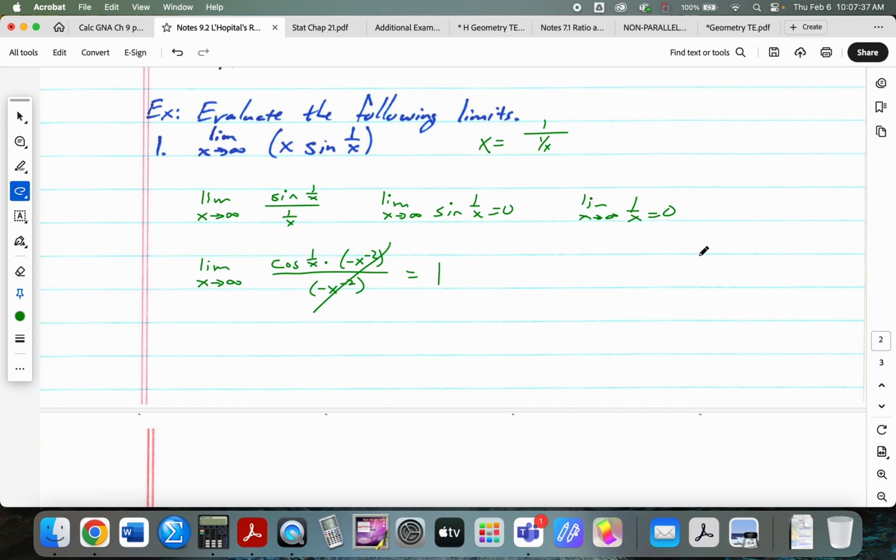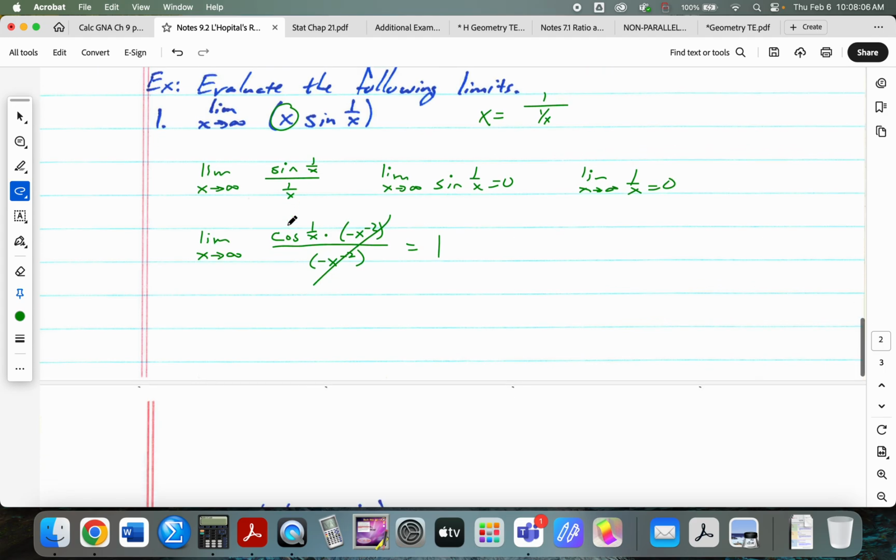Could you explain where you got the x equals 1 over x? So I'm just saying that this is true, isn't it? You're saying take the reciprocal of 1 over x, and that's x. And so then I'm replacing this x with 1 over x. Okay, that makes sense? It's a clever little trick.